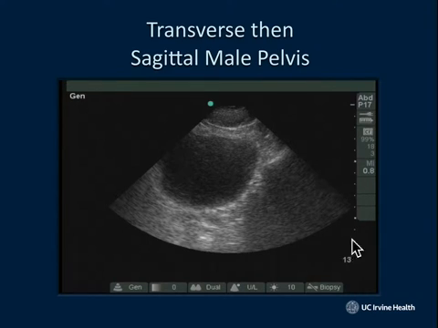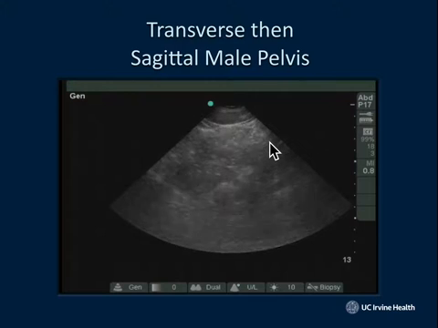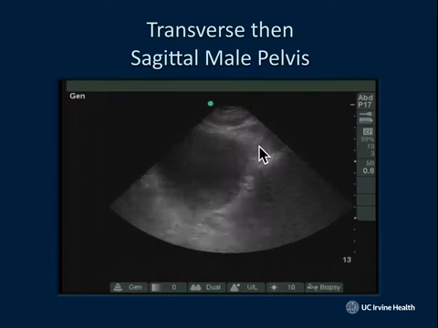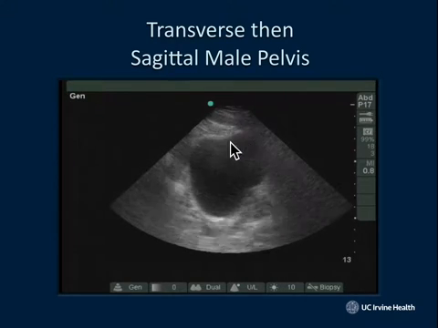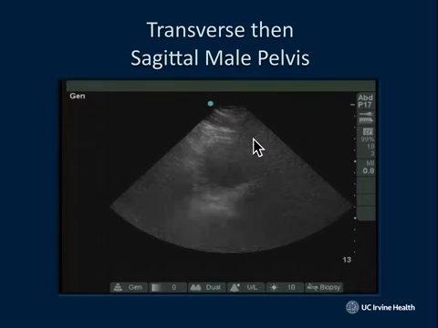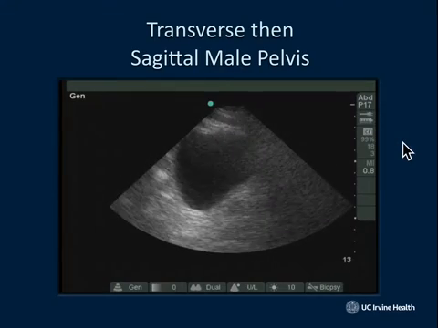Now, what you're going to see here is that first we're going to see the transverse view of the bladder in a male pelvis, and then it's going to move into a sagittal view. So here's transverse. We're looking at a nice, squared-out bladder, and then they're going to rotate the transducer, which they are doing now, into a sagittal view. The bladder looks pretty similar, maybe slightly more rectangular, but that's the idea.